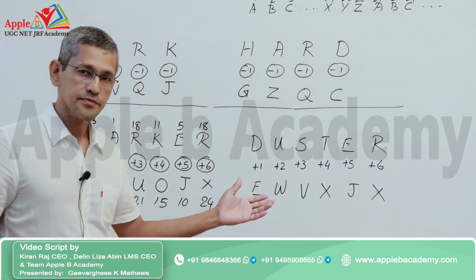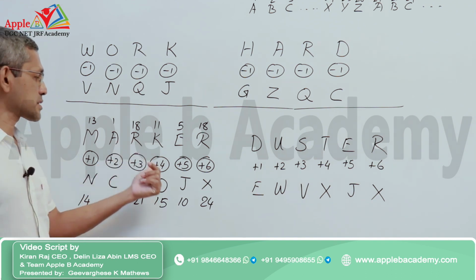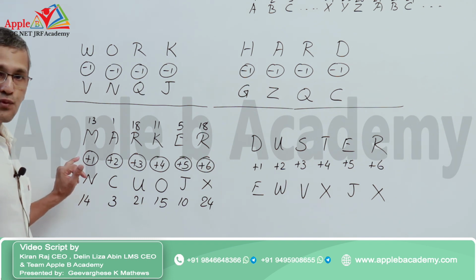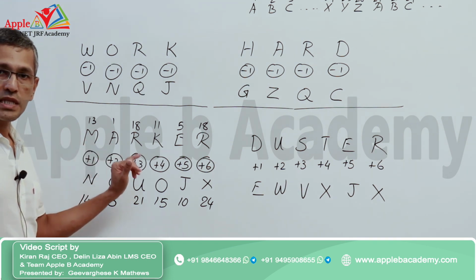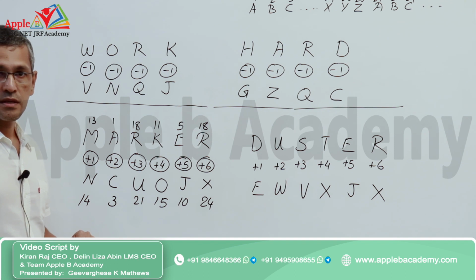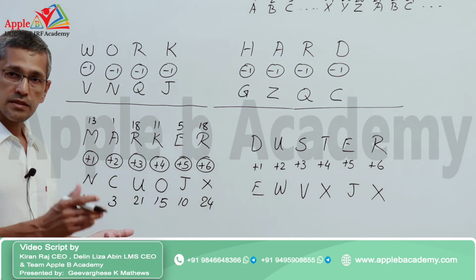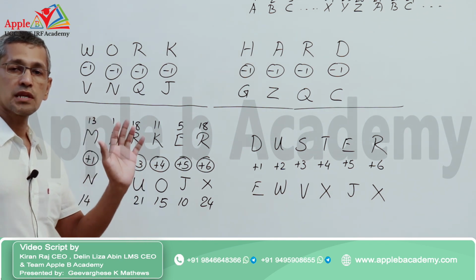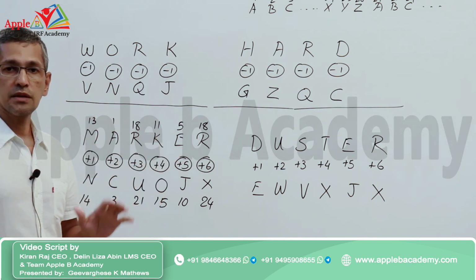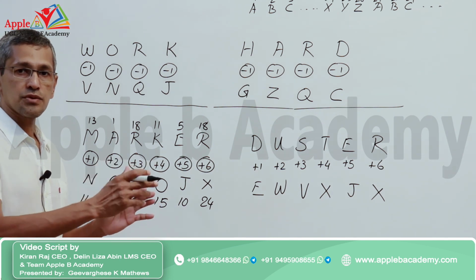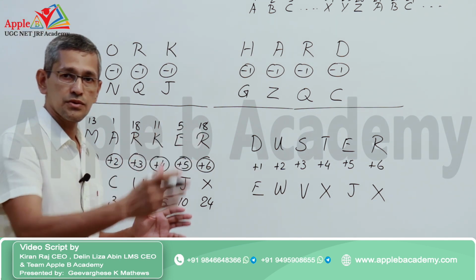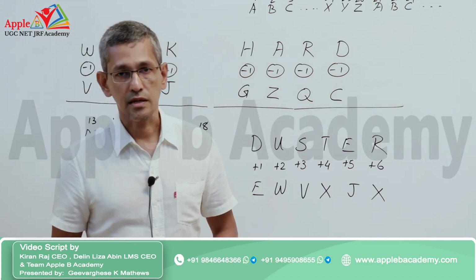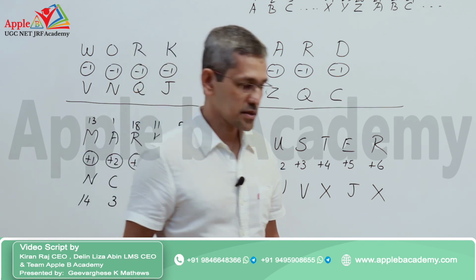See the pattern? It's plus 1, plus 2, plus 3, plus 4, plus 5, plus 6. Sometimes the pattern could be plus 1 minus 2, plus 3 minus 4, plus 5 minus 6. Sometimes the pattern could be plus 3 on the first letter, plus 3 on the second letter, plus 3 on the third letter. So, that means plus 3, plus 3, plus 3, plus 3. Sometimes the pattern would be plus 3 minus 2, plus 3 minus 2, plus 3 minus 2. You never know what pattern could be waiting for you. There are different varieties of pattern. So, let us take a couple of more examples.